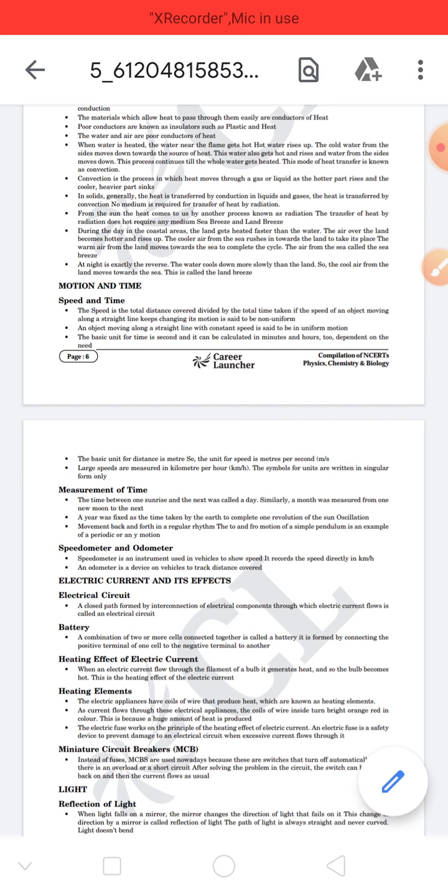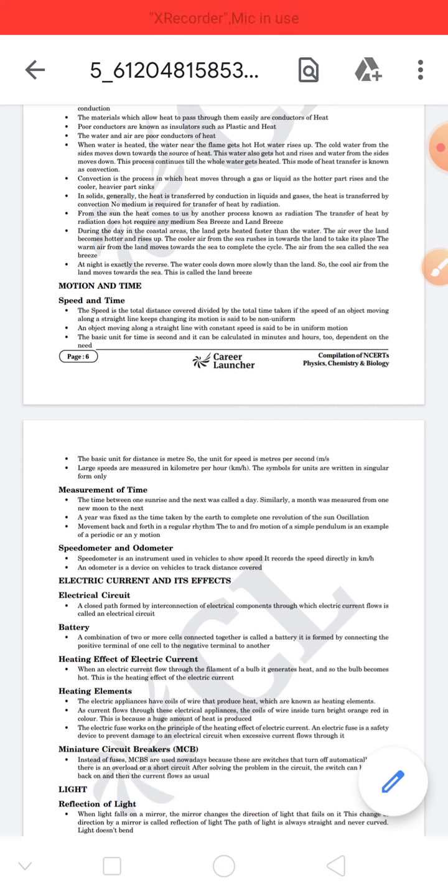Measurement of time. The time between one sunrise and the next was called a day. Similarly, a month was measured from one new moon to the next. A year was fixed as the time taken by the earth to complete one revolution of the sun. Oscillation: movement back and forth in a regular rhythm. The to and fro motion of a simple pendulum is an example of periodic or oscillatory motion.